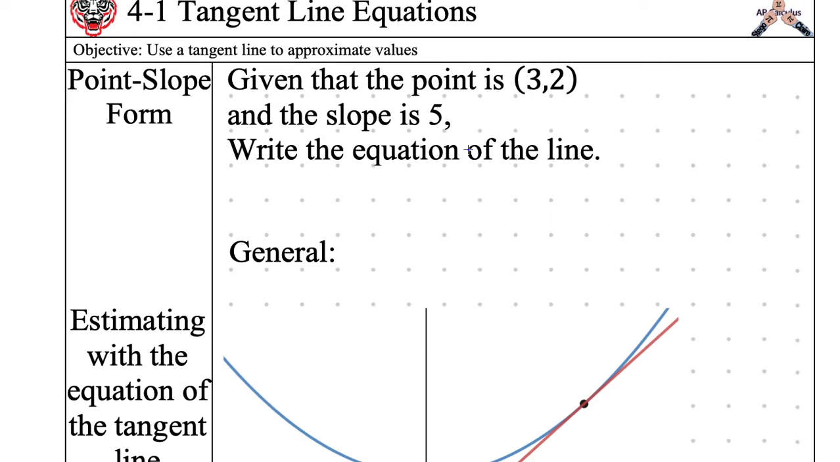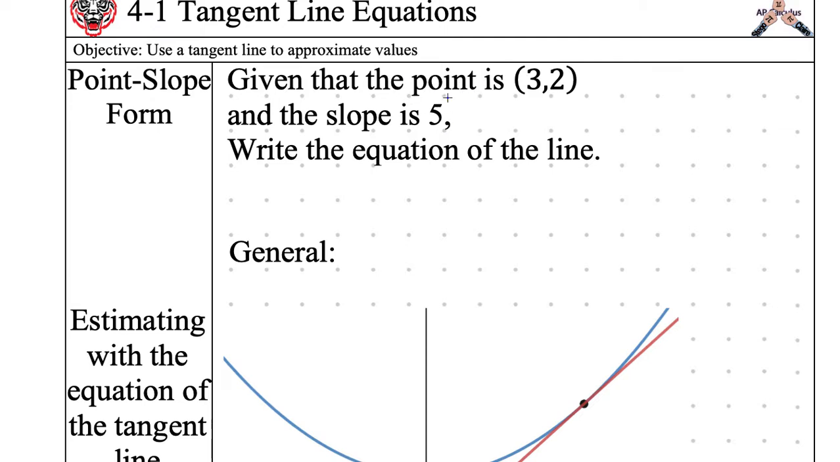So point-slope form is something from Algebra 1 that you should have memorized, and I think we just did this in pre-calculus too for review, so you should really have it down. All right, so if we have a point at (3, 2), and we know that the slope is 5, we need to write the equation of the line.